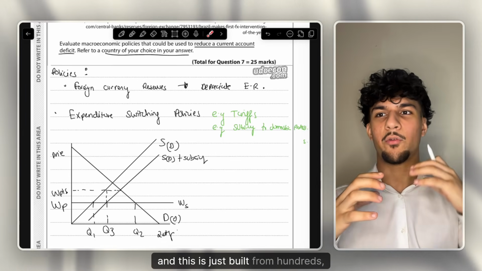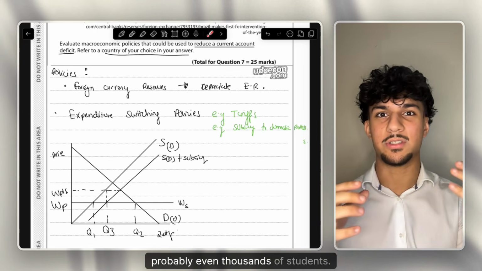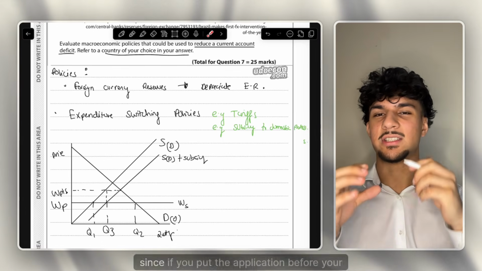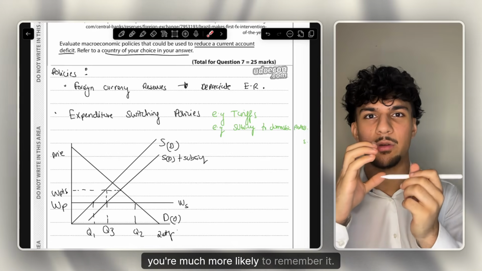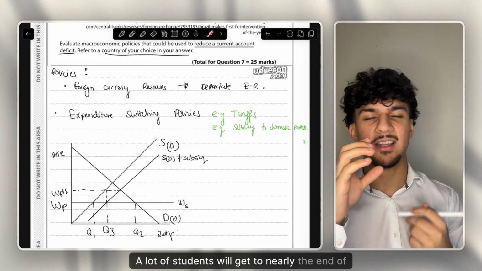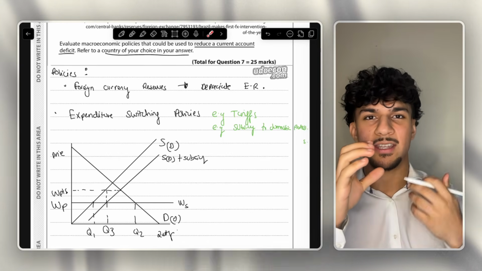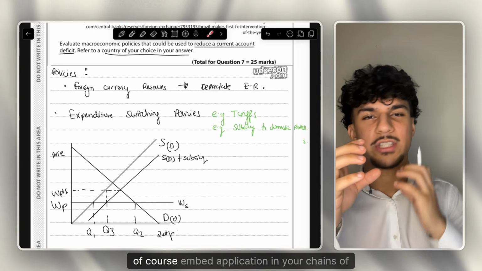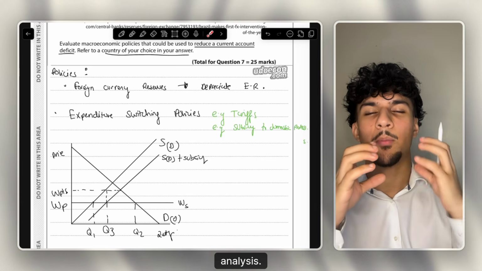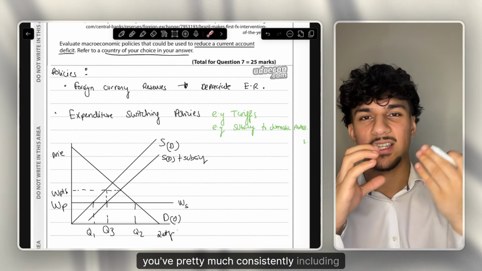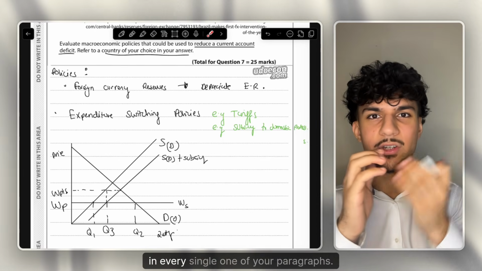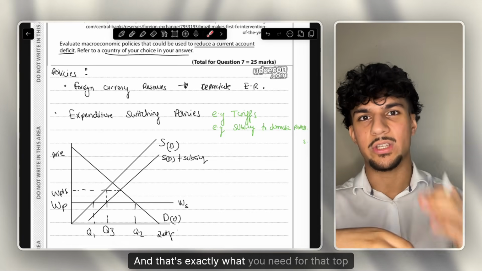And this is just built from hundreds, probably even thousands of students now, just testing the students, since if you put the application before your analysis, you're much more likely to remember it. A lot of students will get to nearly the end of the paragraph and forget to add any application. So at least, of course, embed application in your chains of analysis, but if you've got that just after your point, you're pretty much consistently including application in every single one of your paragraphs. And that's exactly what you need for that top level.